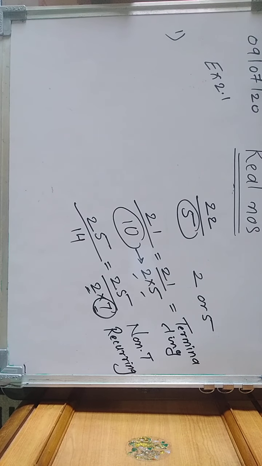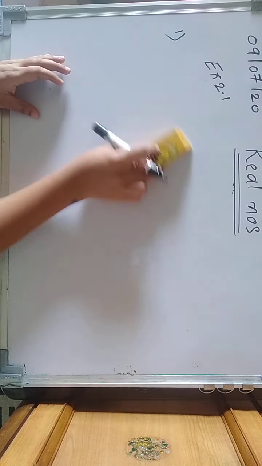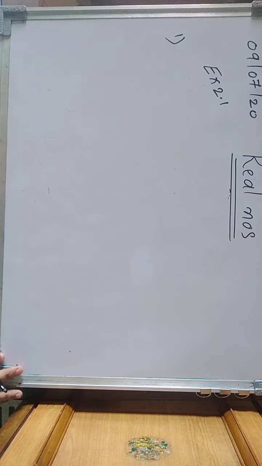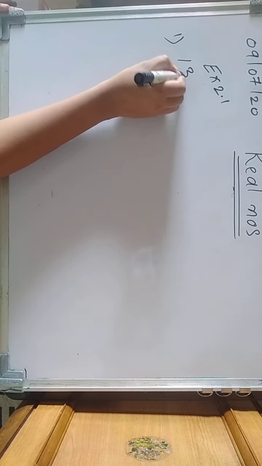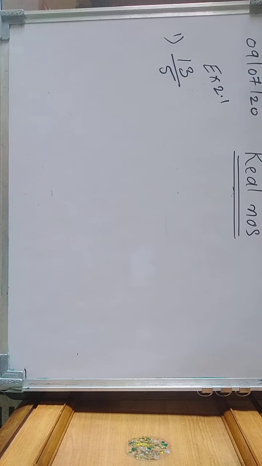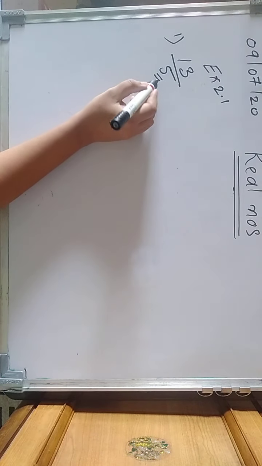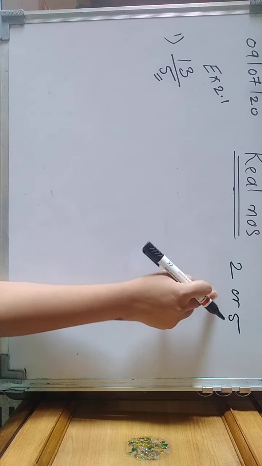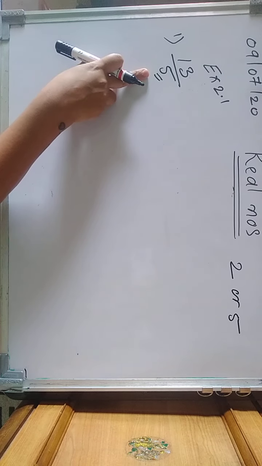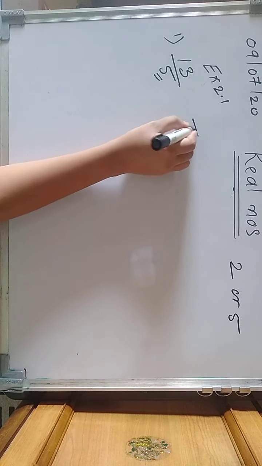And this is what the first question of exercise 2.1 is. The first question says that you have to find out whether the number is terminating or non-terminating recurring. So let's see the first number, 13 upon 5. If you observe, 13 upon 5 has 5 in the denominator. That means the factors should be either 2 or 5. Remember, it should be 2 or 5. So we have 5 as the prime factor. That means the decimal form of this number will be terminating.